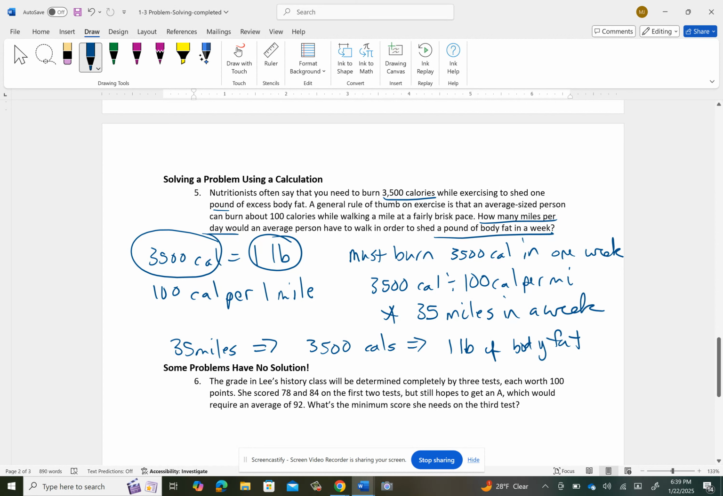But I didn't need that as my answer. I needed how many miles per day, okay? So can you think about what we would do there? There's 7 days in a week, so if we divide by 7, we get 5 miles a day. So that's my final answer, 5 miles a day.